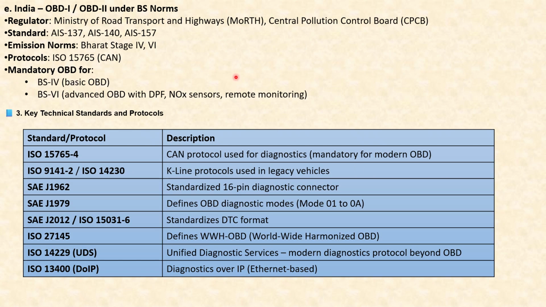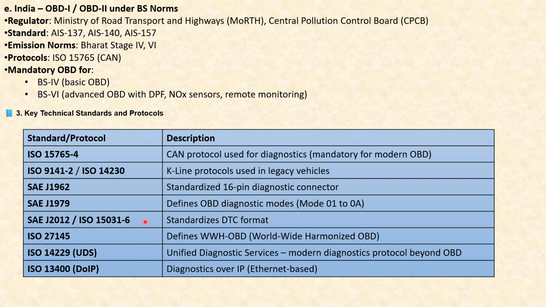To proceed further, last but not the least, for our own country, India, the standards are OBD1 and OBD2 for BS norms, or Bharat Stage norms. The regulator is the Ministry of Road Transport and Highways, MoRTH, and the Central Pollution Control Board. When it comes to the standard, AIS 137, AIS 140 and AIS 157. Now coming to the emission norms, Bharat Stage 4 and Bharat Stage 6 are covered under these OBD standards, and the protocol is ISO 15765 for CAN protocol. OBD is also mandated for Bharat Stage 4 and Bharat Stage 6.